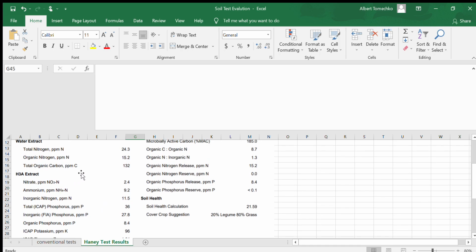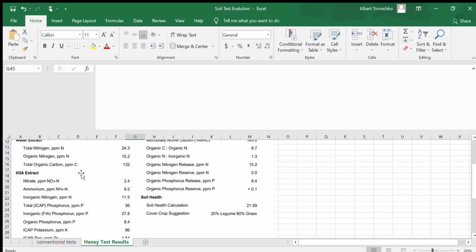H3A extract. So again, Dr. Rick Haney talks about this. I think he calls it a mild solvent. But what it is, it is the closest thing that they can replicate in the lab to a root exudate. So root exudates or organic acids that come out of the roots, sometimes called liquid carbon, sometimes called amino acids. Just for talking purposes, we're going to stick with organic acids.